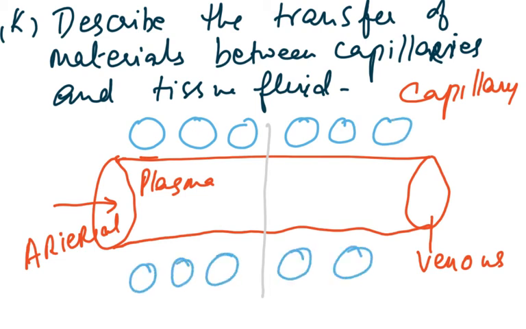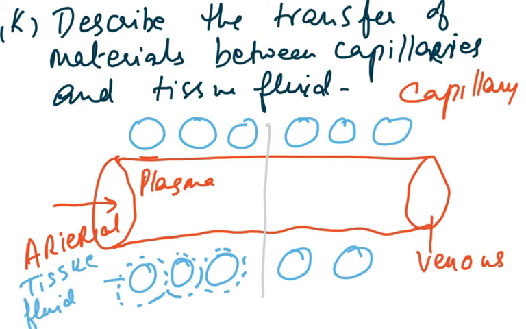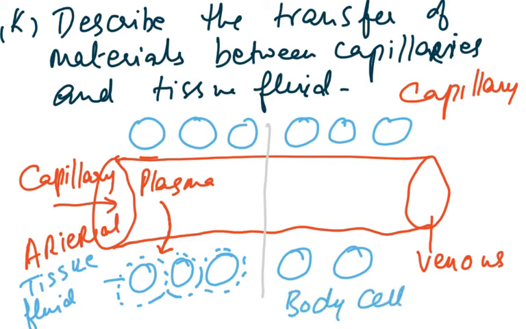Now, when this fluid is inside, it's called the plasma. But when this fluid comes out and bathes the body cells, the same fluid which was inside the blood vessels is now outside. Now, this fluid is not going to be called plasma, it is going to be called tissue fluid. So the same plasma which was inside the capillary, this red is the capillary, as it comes out, it is no longer going to be called plasma, it's going to be called tissue fluid. And this is going to bathe the body cells.